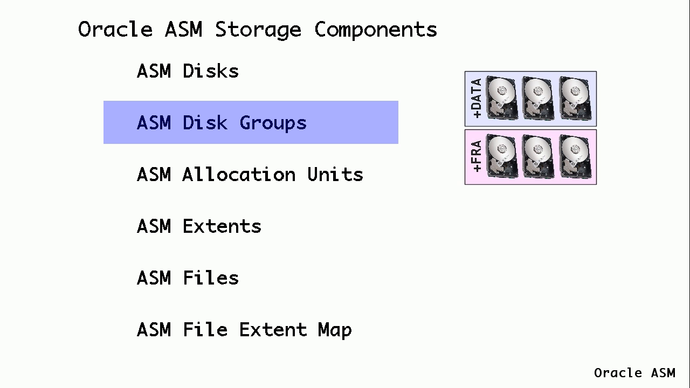Disk group name is preceded by a plus sign. You can think of the plus sign as the root directory of Oracle ASM file system, similar to / in Linux operating system. A disk group might contain database files belonging to several databases, and a single database can use files from multiple disk groups.